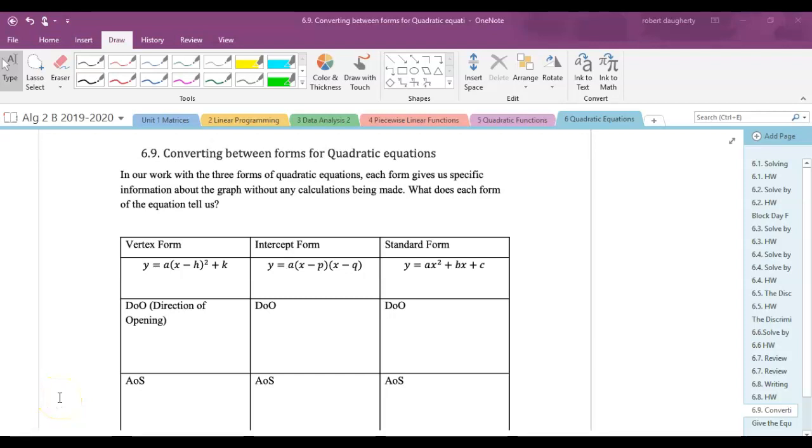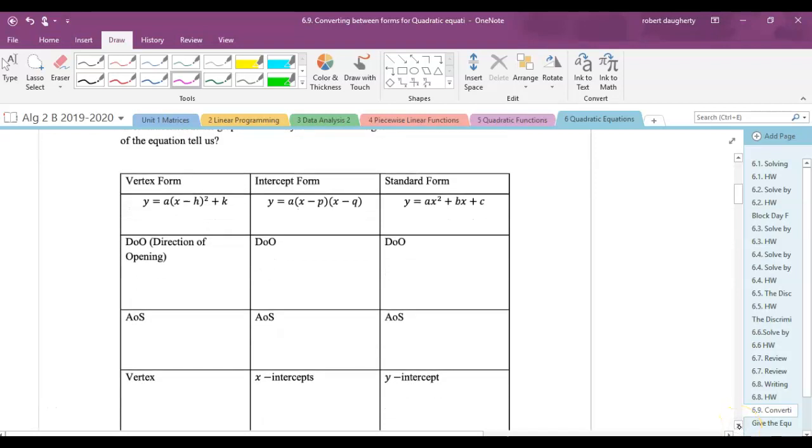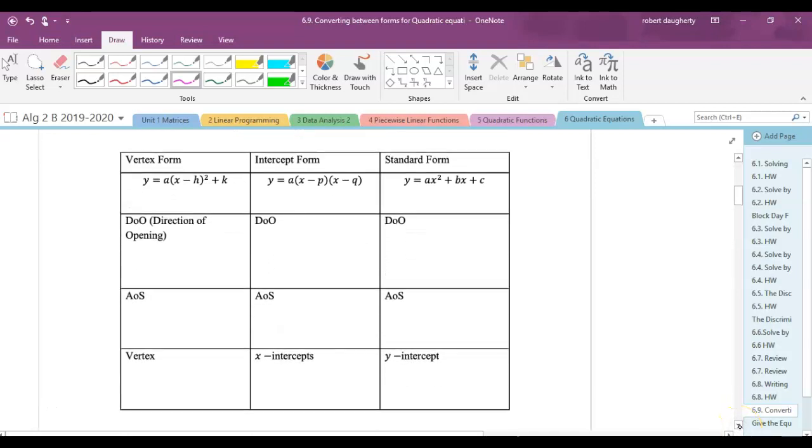Okay, 6.9. This is, like I said, the last lesson in our quadratics unit. So there are three forms of the equation that we talked about. We started with vertex form, okay? When I look at this, how do I know whether this thing opens up or down?